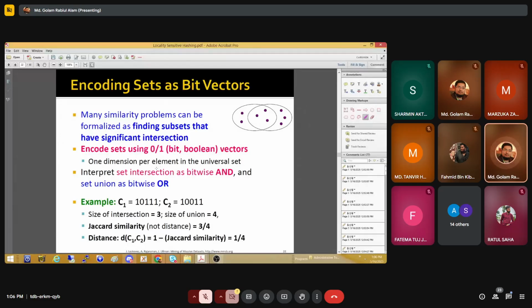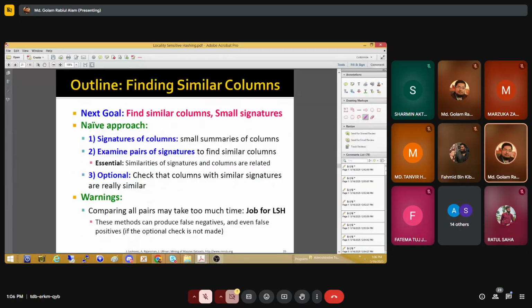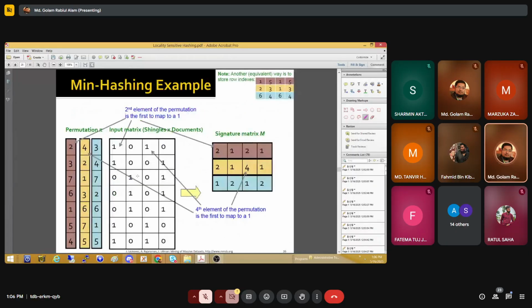So I think we have already discussed the Jaccard similarity and Jaccard distance, and how to compute that. Then it's better if I directly move on to how to find the signature matrix, using min hashing. After min hashing, we will generate the signature matrix.